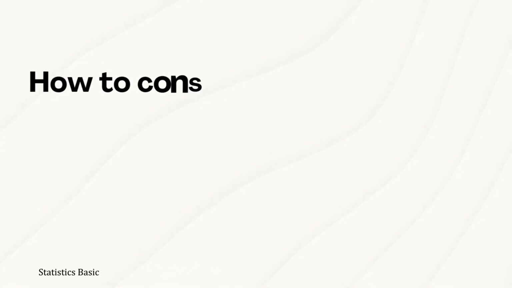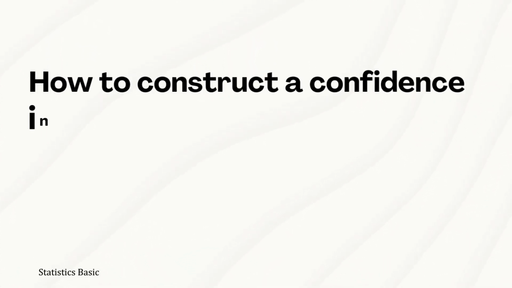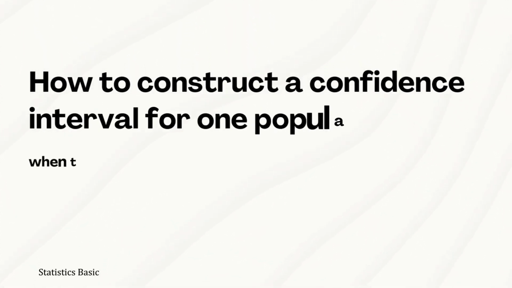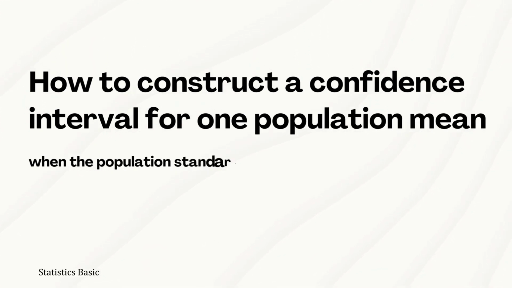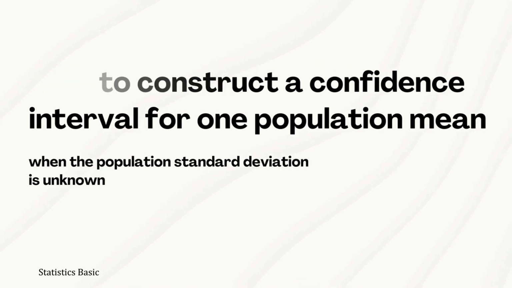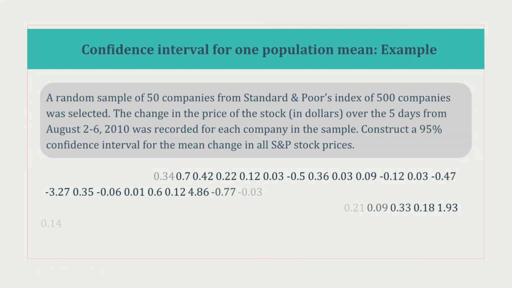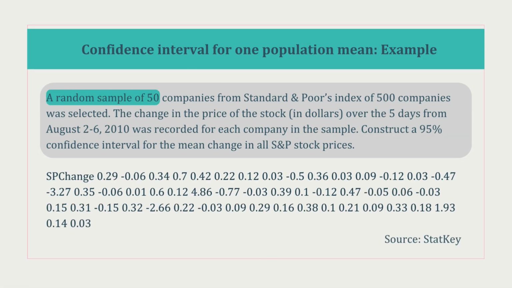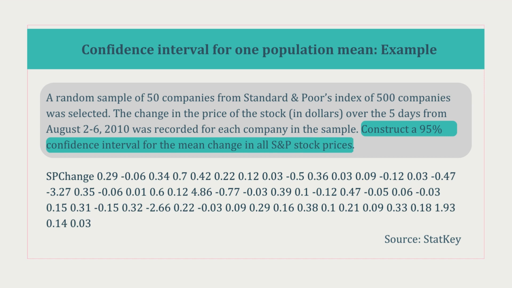In this video, we will explore how to construct a confidence interval for one population mean when the population standard deviation is unknown and how to interpret this interval correctly. Let's consider the following case, where a random sample of 50 is selected for the change in the price of the stock. And we need to construct a 95% confidence interval for the mean change in the stock prices.